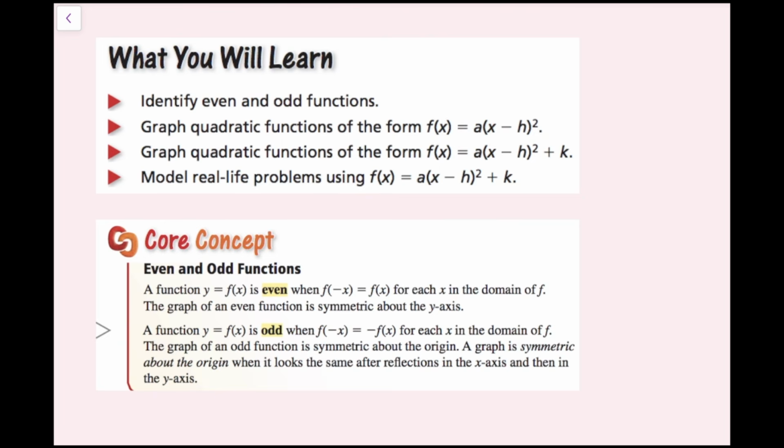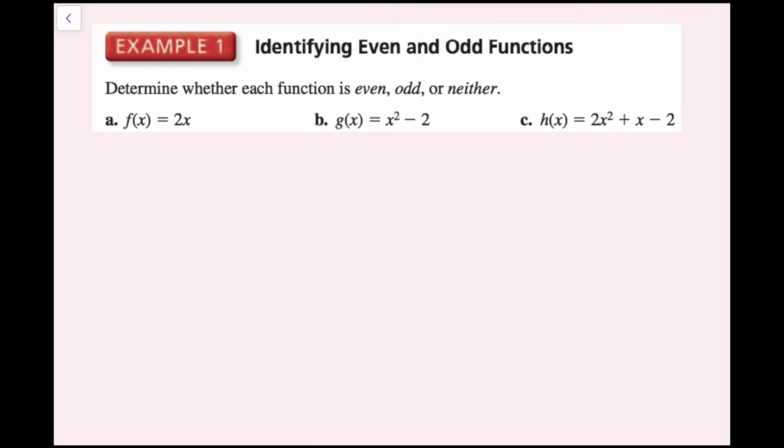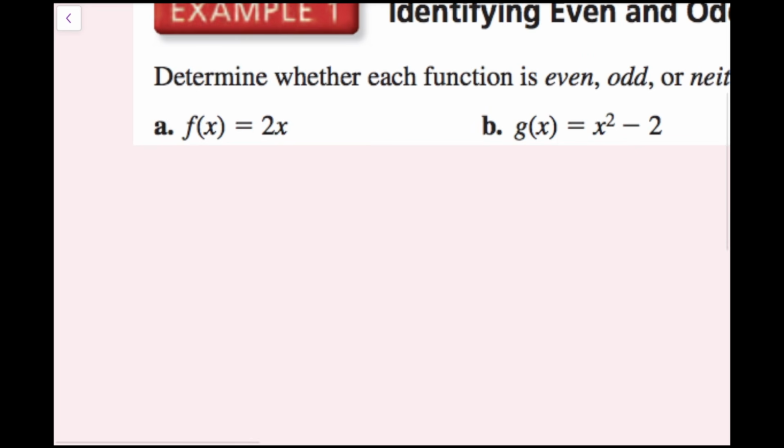A graph is symmetric about the origin when it looks the same after reflections in the x-axis and then in the y-axis. For example 1, we're going to determine whether each function is even, odd, or neither. So for part A, I'm going to zoom in. I have f of x equals 2x.